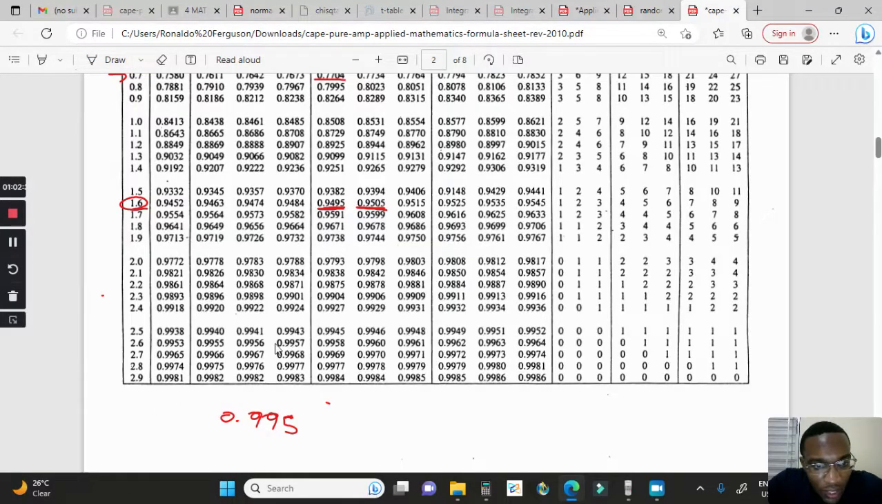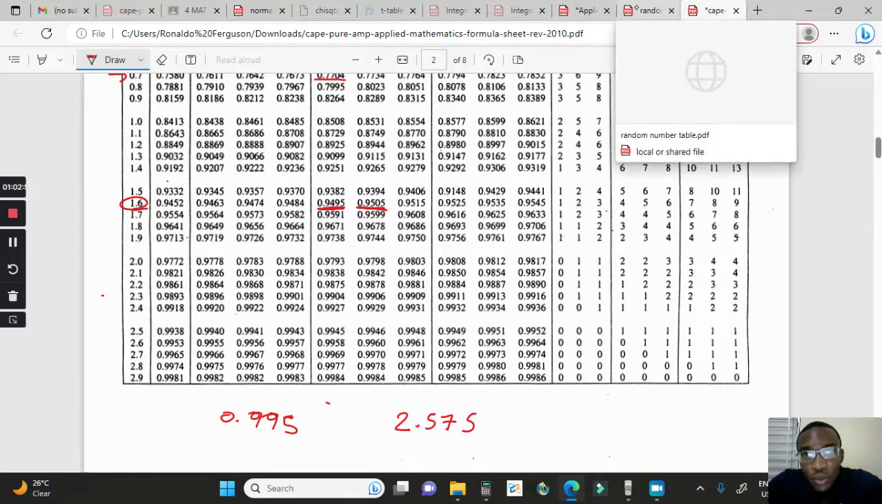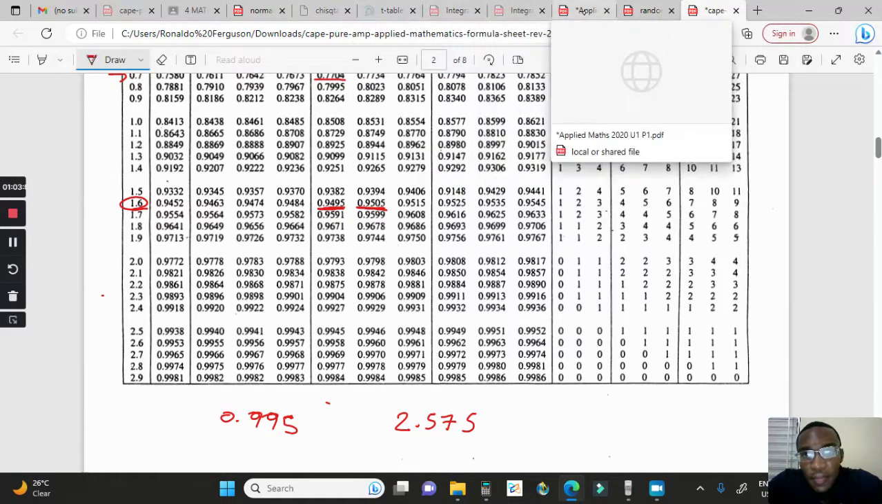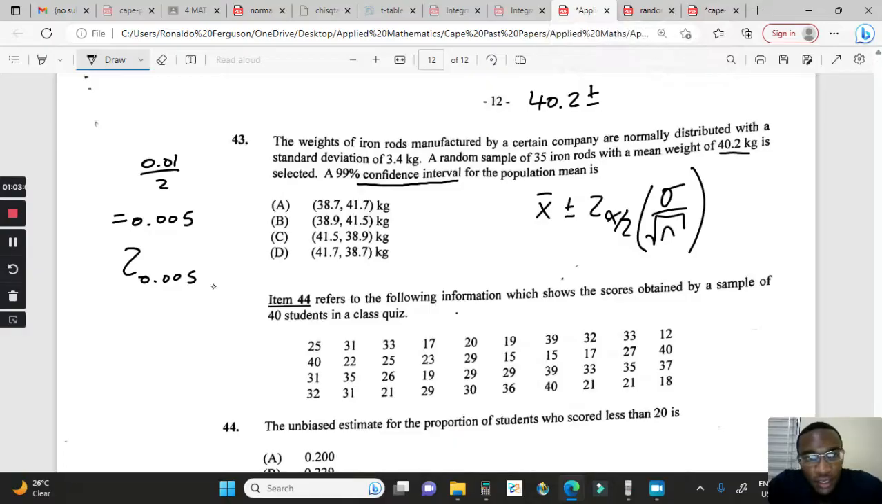0.995 is somewhere here. This looks like in between 2.5, 2.51, 2.52, 2.53, 2.54, 2.55, 2.56, 2.57. So this is 2.575. All right, so now I jump back over to the question.